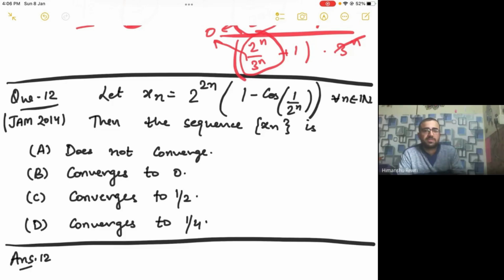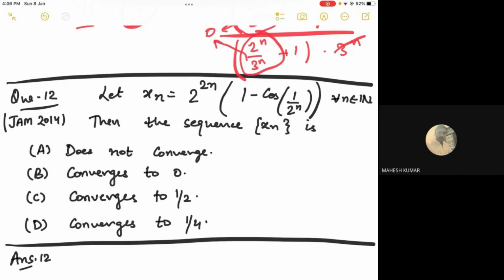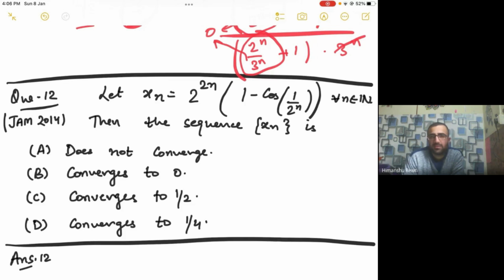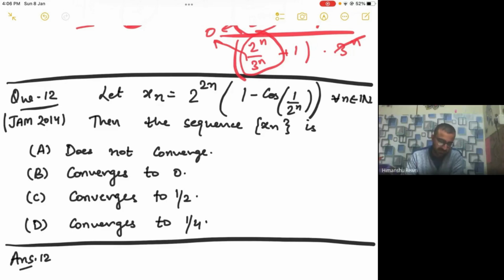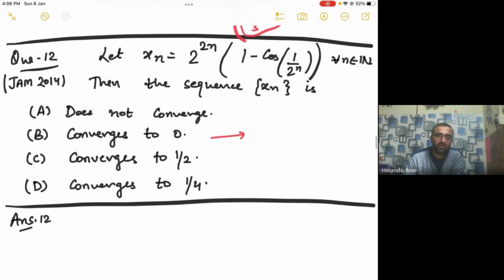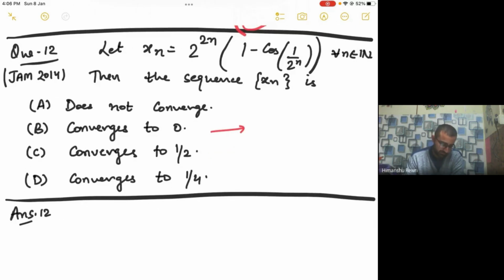Why does it converge? Because if we convert 1 minus cos theta equal to 2 cos square theta by 2. No, that is not correct. That will be 2 sin square theta by 2. Converges to 0. Okay, so one answer comes out to be it will converge to 0. So this is one answer.